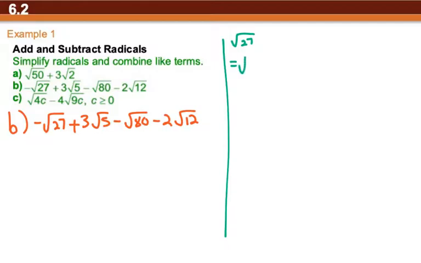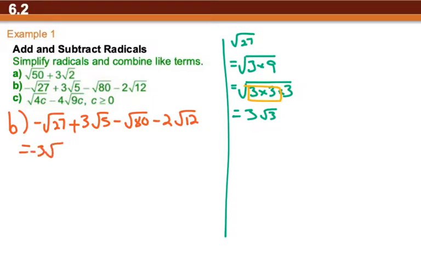27 to prime factorize. It's not divisible by 2, but it is divisible by 3. So it would be the same as 3 times 9. Looking at the 9, it's also divisible by 3. We get 3 times 3 times 3 out of that. Pair of 3's we can take. So root 27 is equivalent to 3 root 3. And when we go and substitute that back in, which I'll do right now, we had negative root 27, so this would be negative 3 root 3 here.